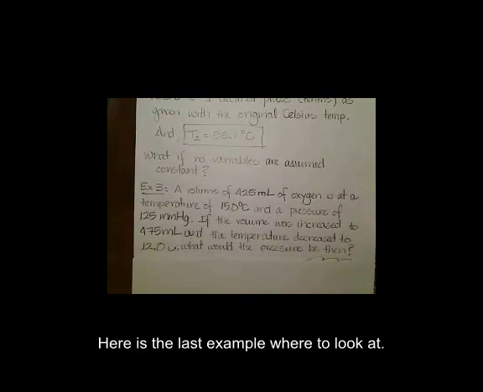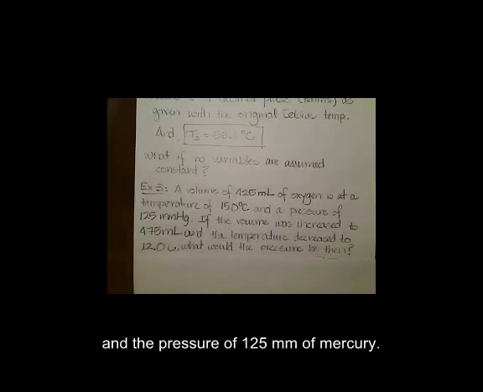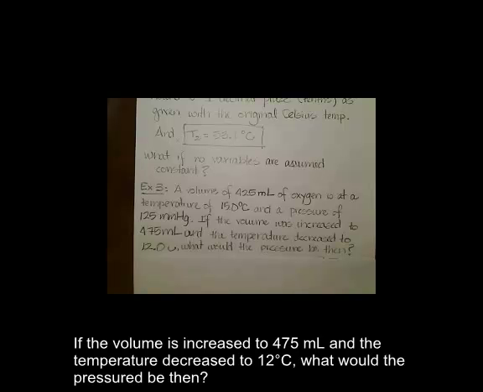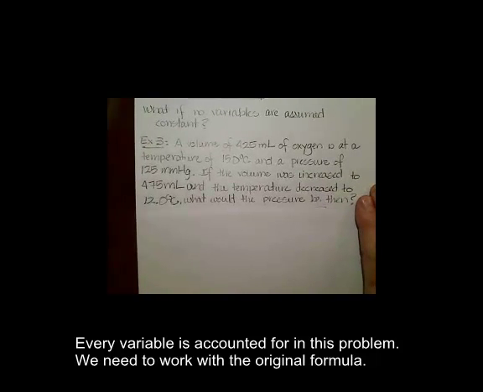Here's the last example we're going to look at. A volume of 425 milliliters of oxygen is at a temperature of 15 degrees Celsius and a pressure of 125 millimeters of mercury. If the volume is increased to 475 milliliters and the temperature decreased to 12 degrees Celsius, what would the pressure be then? Every variable is accounted for in this problem.